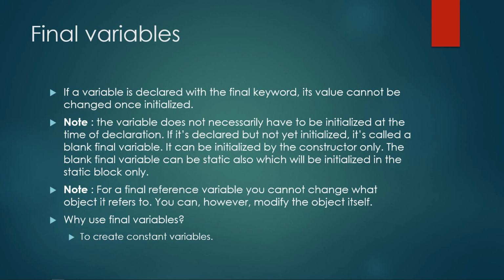Note, for a final reference variable, you cannot change what the object refers to. However, you can modify the object itself. So why use these final variables? The reason is for constants. Let's look at a quick example of a final variable.